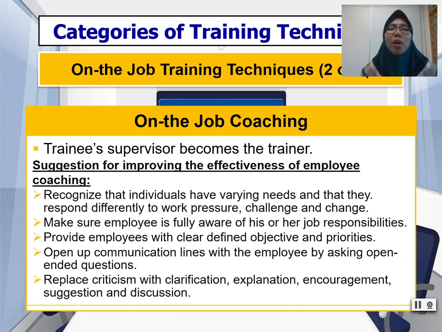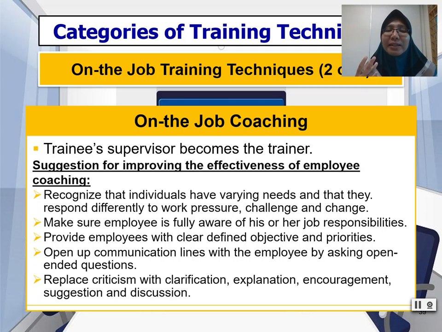Okay, number 2, on-the-job coaching. For this one, trainers, supervisors become the trainer. So you have your supervisor when you go to a new job, a new organization, or to your new job. So you have someone as supervisor. So your supervisor will become your trainer or your coach.